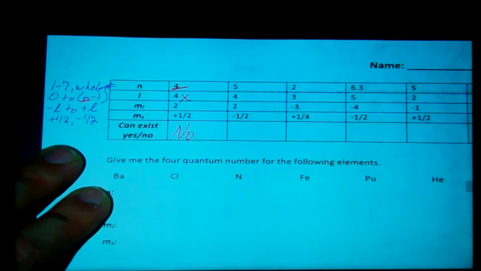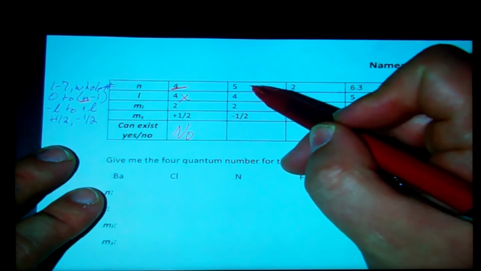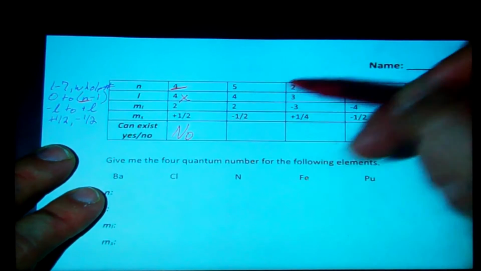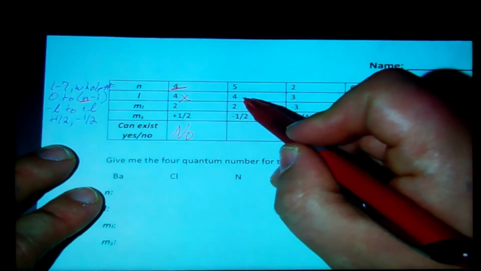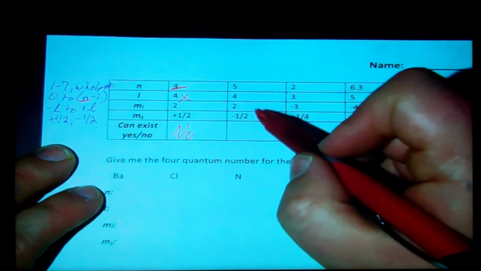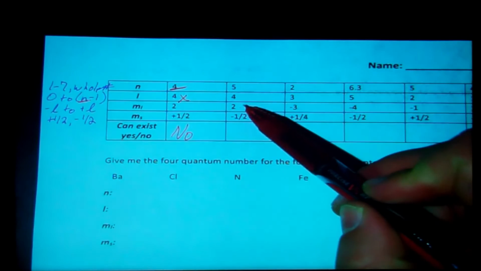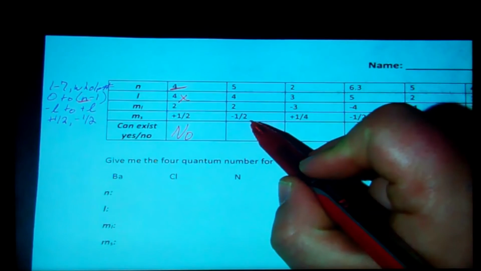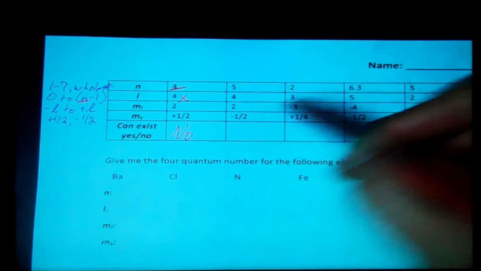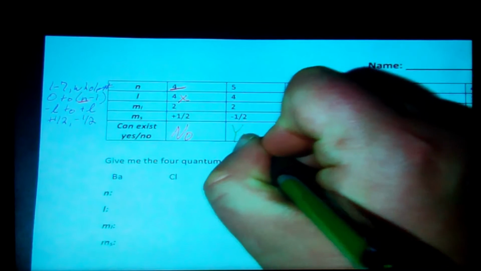Alright, let's move to the next one. n is 5. Can n be 5? Yes, it's a whole number between 1 and 7. If n is 5, L can be from 0 to 4. L is 4. Can it be 4? Yes. If L is 4, then m sub L can be from negative 4 to positive 4, and m sub L is 2. It falls in that range. The spin quantum number is either plus 1/2 or negative 1/2, in this case negative 1/2. So yes, these can exist.